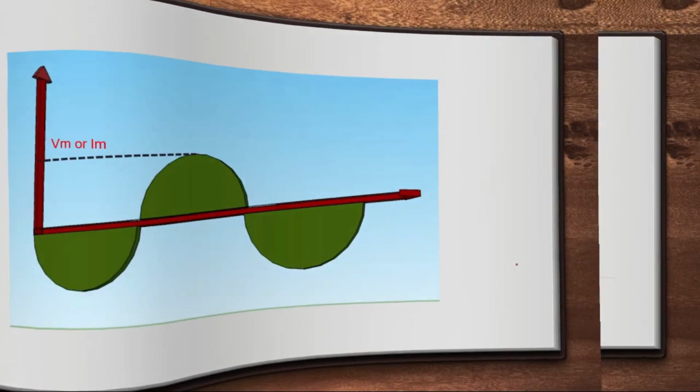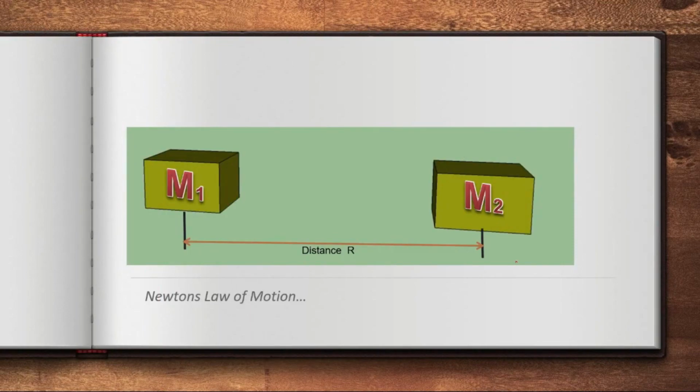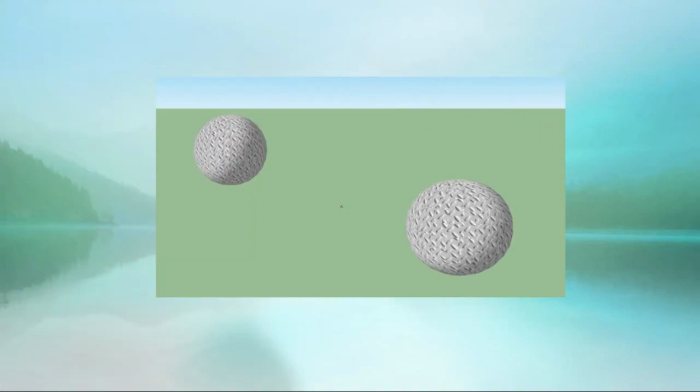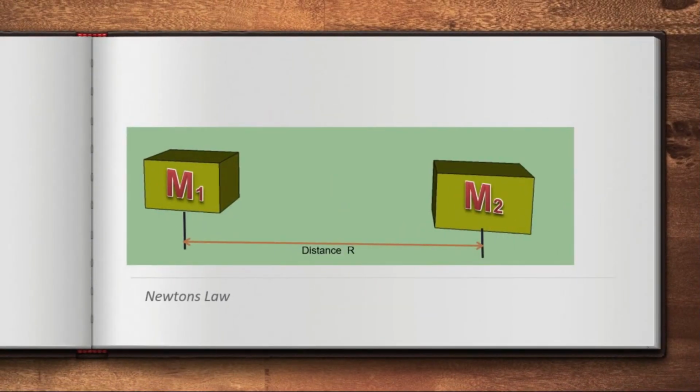But in field theory, we don't consider voltage and current. The first part of this unit is based on Coulomb's law, and Coulomb's law is based on Newton's law of motion. So let us discuss how it is derived from Newton's law. Newton stated that if two masses are separated by some distance r, then the force between these two masses will be given by the product of the two masses, and it will be inversely proportional to the square of the distance between them.